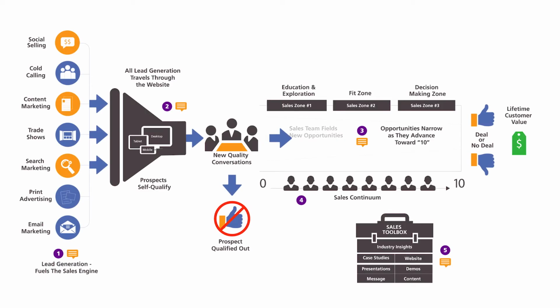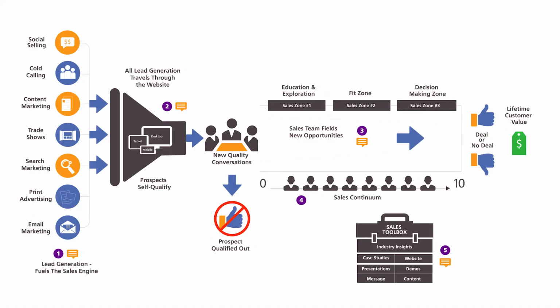I break the defined selling process into 3 zones. Sales zone 1 is education and exploration. That means buyers and sellers get to know one another. That could be one conversation or that could be a series of conversations. If that goes well, we move into sales zone 2, which is fit zone, where the customer is trying to understand, do you have customers like me? Because I can't afford to get into a bad marriage.